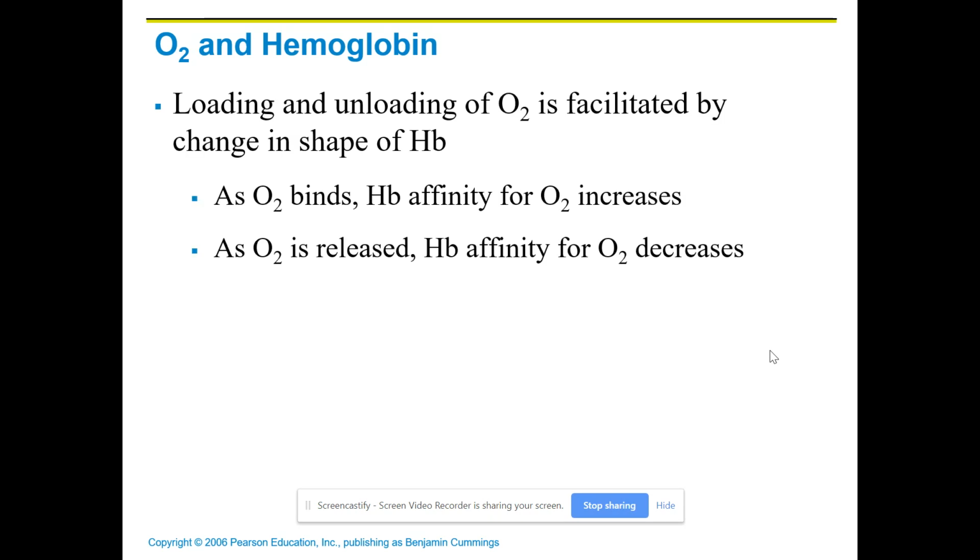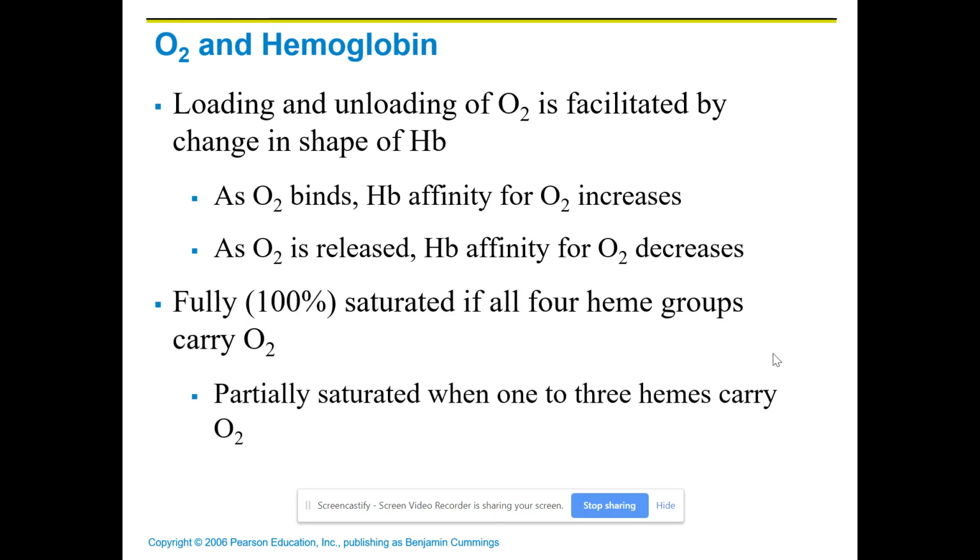This adding and coming off is called loading and unloading. So we load oxygen in the lungs and we unload oxygen in the tissues. Well, when we do this, we can graph what's going on, but we don't get a straight line. The reason why is because affinity, or how much hemoglobin likes oxygen, changes. As oxygen binds, 1, 2, 3, 4 oxygens, hemoglobin likes oxygen more and more. The affinity goes up. And then as oxygen comes off, affinity goes down. So we don't get a straight line.